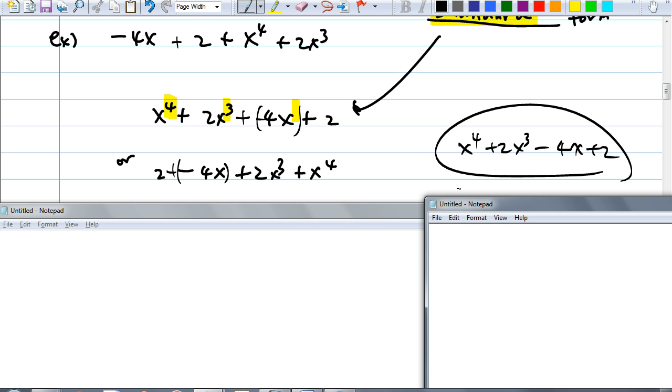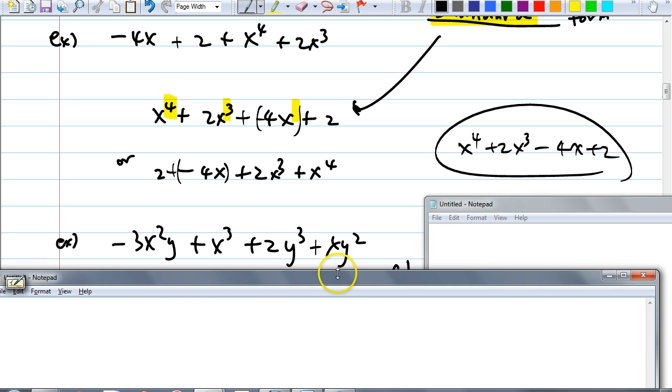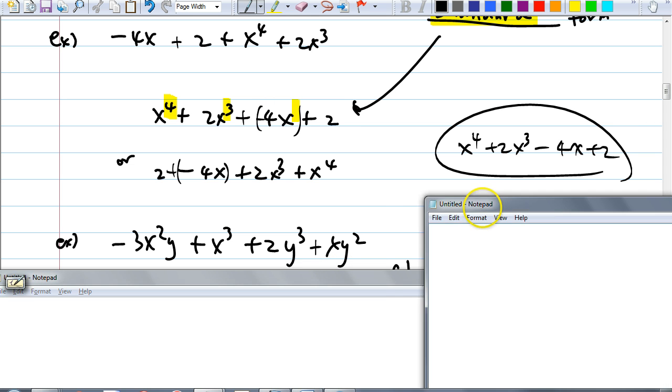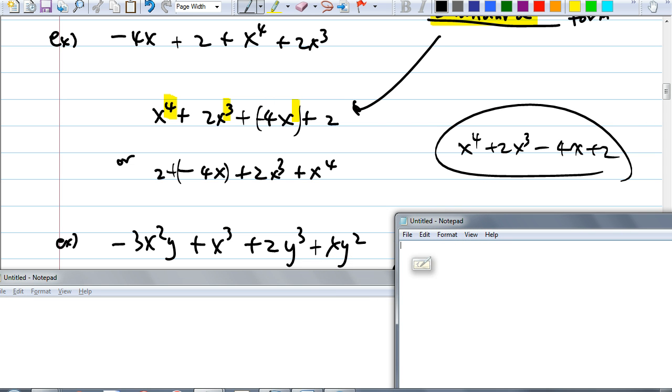Do you understand how to write things in standard form? Okay. What about if I give you something like this? This is sort of along the line that he's asking. So if I have negative 3x squared y plus x cubed plus 2y cubed plus xy squared, now we have 2 variables. So which variable should we choose to write this in decreasing order?